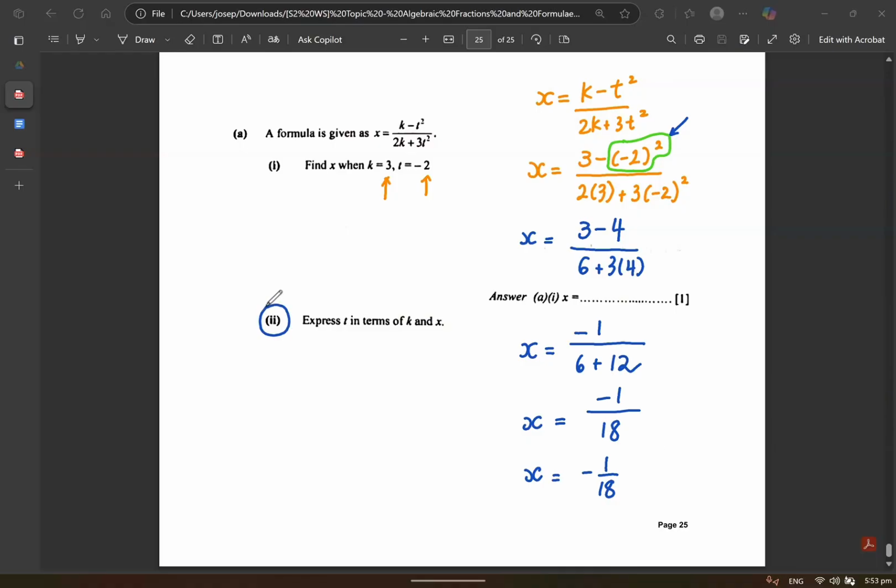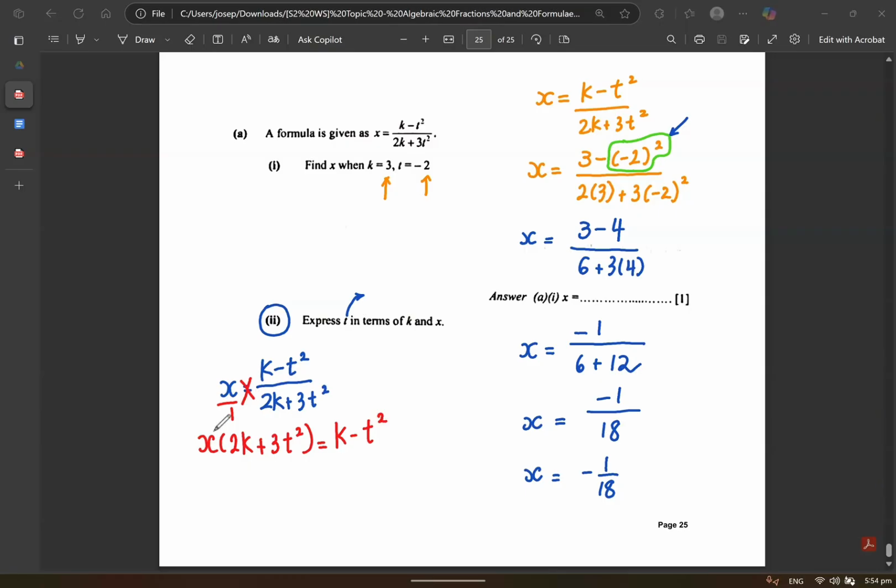Okay, so to express that in terms of k and x, they want t to be the subject, right? So x is equal to k minus t squared over 2k plus 3t squared. Now express t. What you want to do is cross multiply over here first, unscramble them, and then from there maybe you have a better view as to what can be isolated. Once unscrambled, you will have x bracket 2k plus 3t squared equals k minus t squared. Make sense?